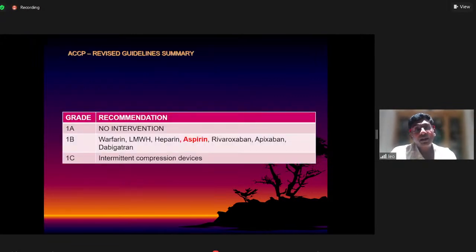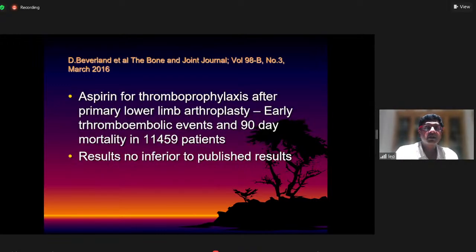And strangely enough, again, their 1A recommendation was absolutely no intervention at all, because none of the interventions would receive a 1A grading. But the 1B grading included all the available chemical prophylaxis methods. And strangely enough, aspirin makes a comeback, because aspirin was not even mentioned in the previous recommendation. And 1C, of course, was the intermittent compression devices.